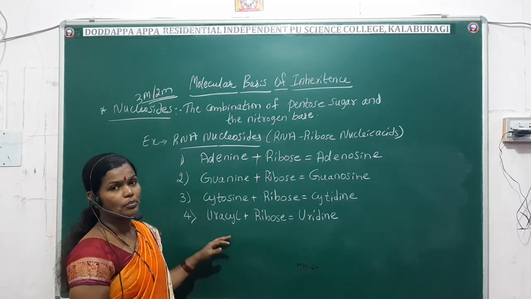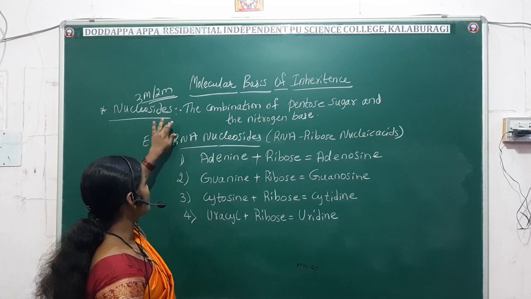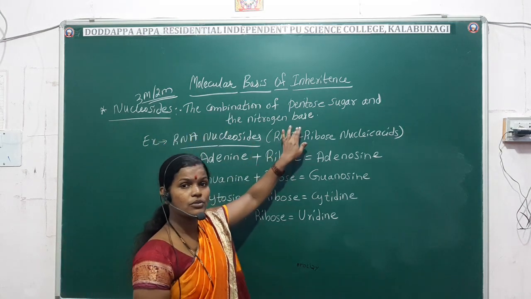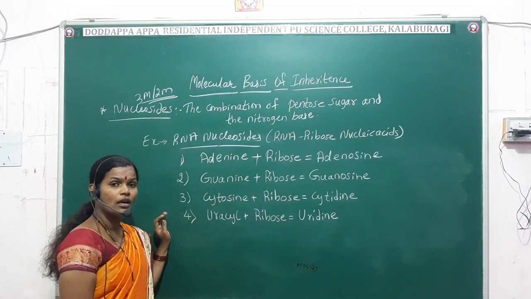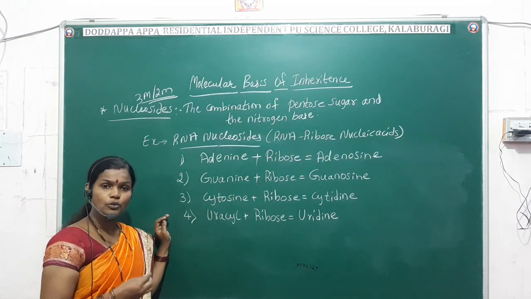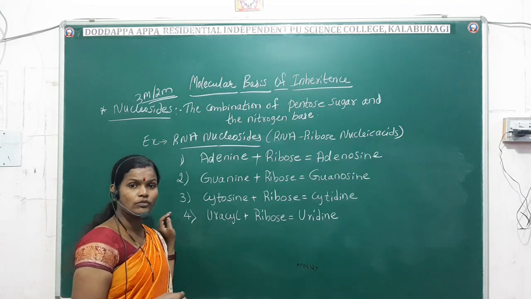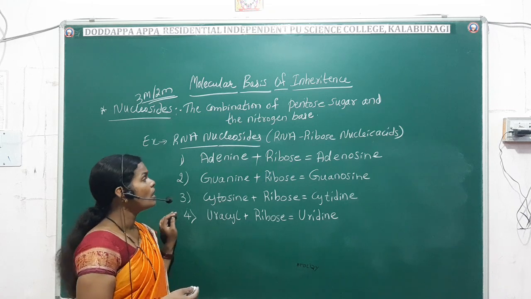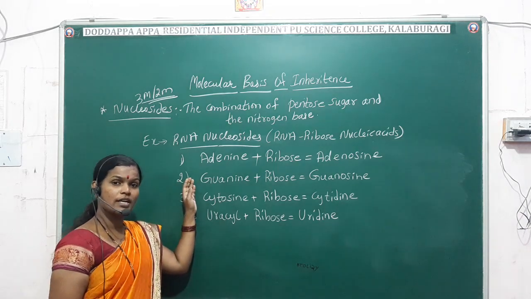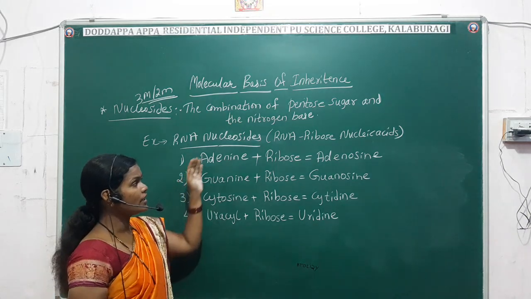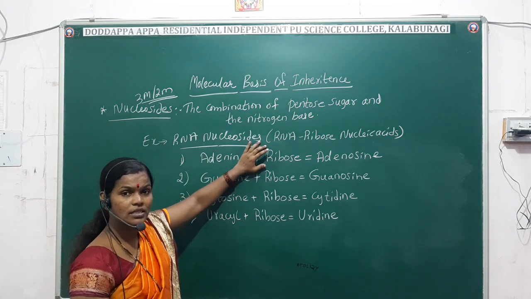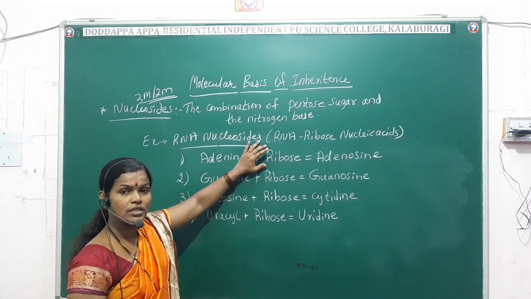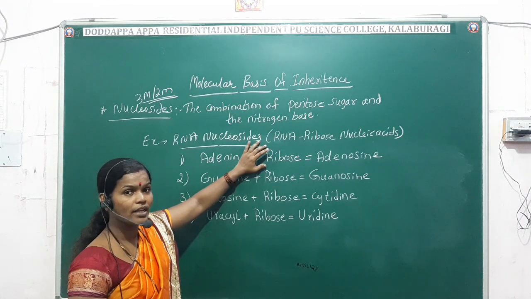Once again I'll repeat. Here we are seeing nucleosides. The combination of the pentose sugar and the nitrogen base is called a nucleoside. Previously you have seen the nucleosides of DNA. Now you are going to see the nucleosides of RNA. I have already told you in yesterday's class that RNA is ribonucleic acid.